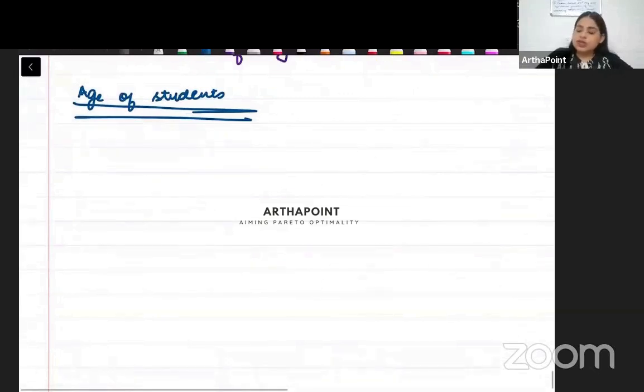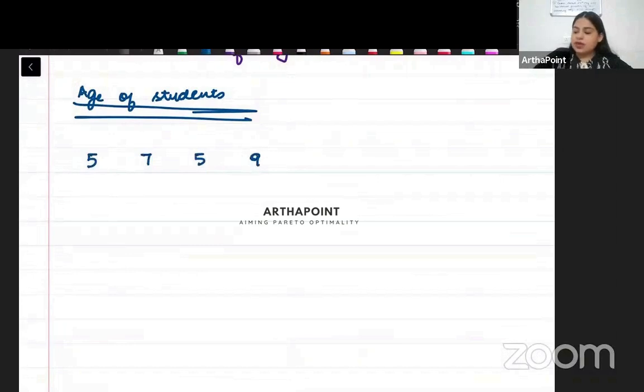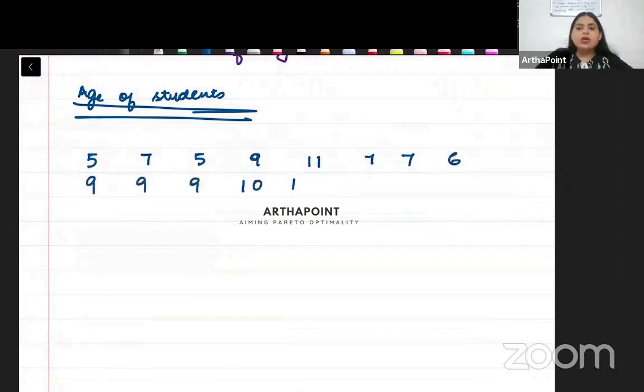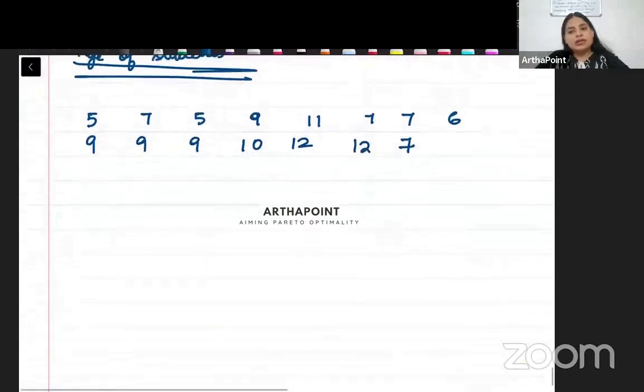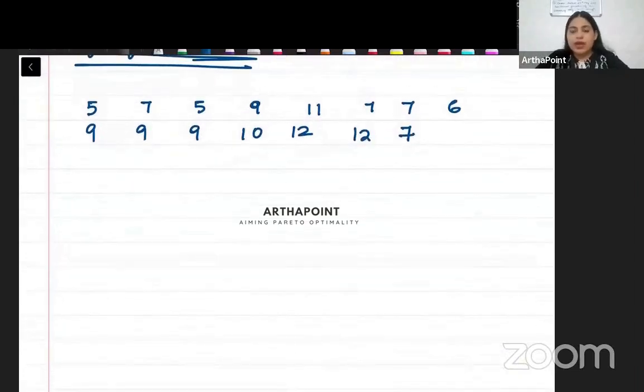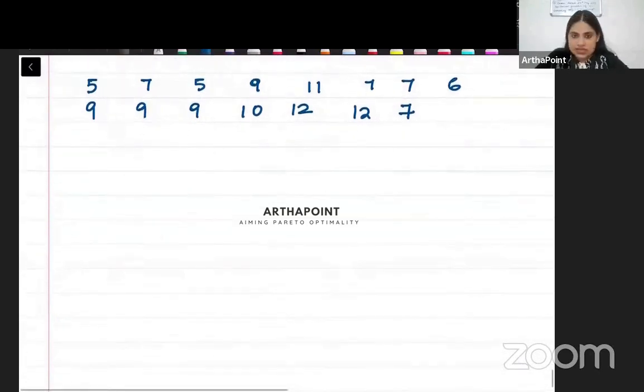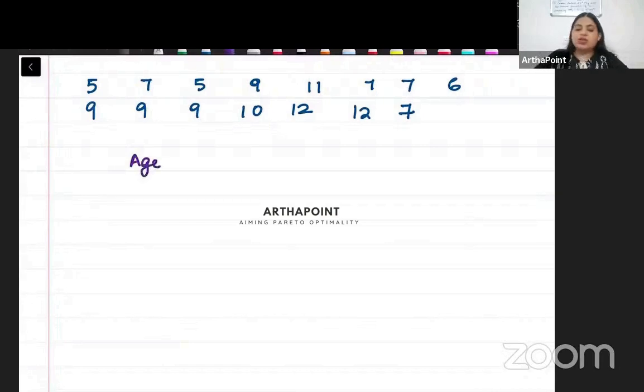And this age of student is given like this: 5, 7, 5, 9, 11, 7, 7, 6, 9, 9, 9, 10, 12. I'm just randomly taking some numbers, 12 and 7. This is the data given to you. I can go ahead and I can represent this data in the form of a table. So what can I say? I can say that, okay, let's take age here and let's take frequency here.